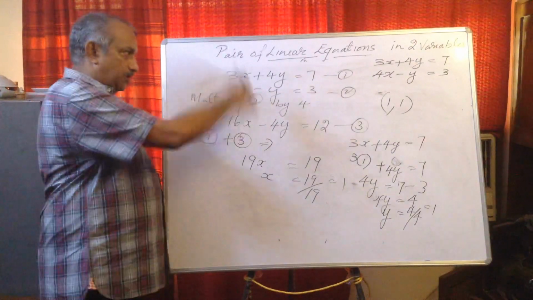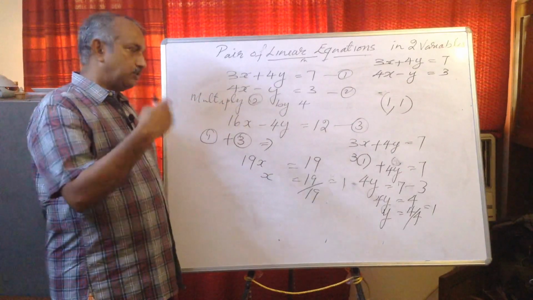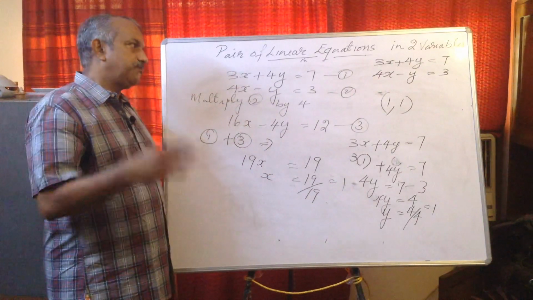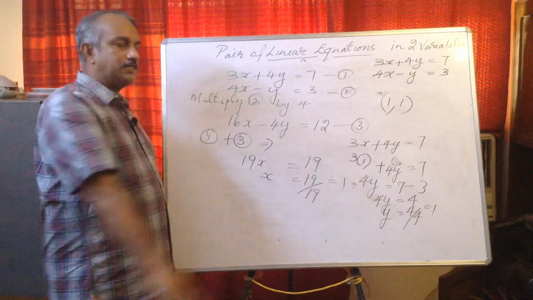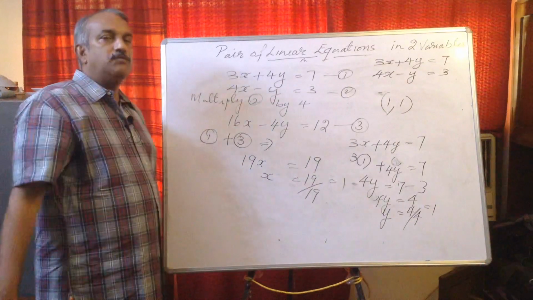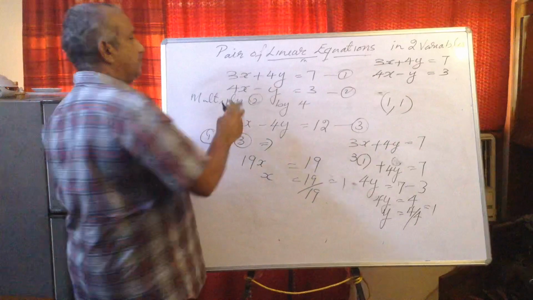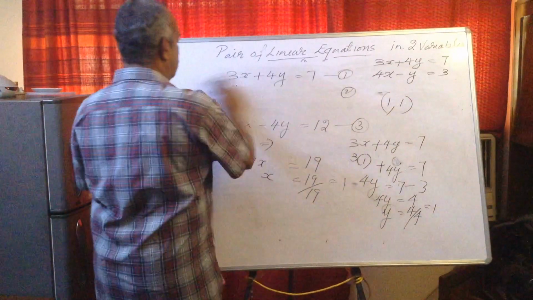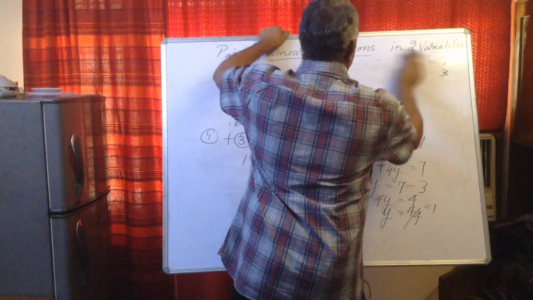So make one of the coefficients same, add or subtract depending on the sign, get one of the variables cancelled, you will get a linear equation, solve, you will get value for one variable, substitute that in any one of the equations, you will get value for the second variable also. Now I am going to third method, that is substitution method.